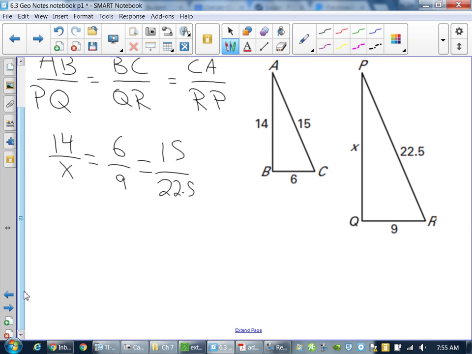Yes, sir. Okay, so what I figured out was triangle ABC is 2/3 of PQR. Right, that's the scale factor. That's the idea. So you can get the scale factor right away and use 2/3 to cross multiply, or just use your calculator and do 6 times x is 9 times 14. Divide it by 6. You get x is 21.